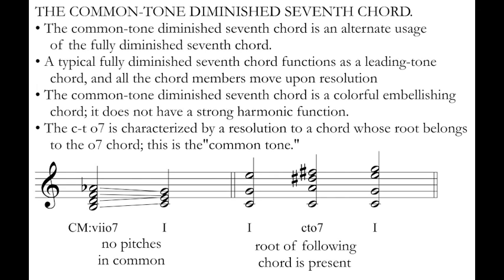We can see here a nice mode mixture example of a vii fully diminished 7 in C major resolving to the tonic triad. And we can see every one of those pitches moves. The B steps up to C, the D steps up to E, the F steps down to E, and the A flat steps down to G. This is a really typical resolution of the chord, nothing surprising here.